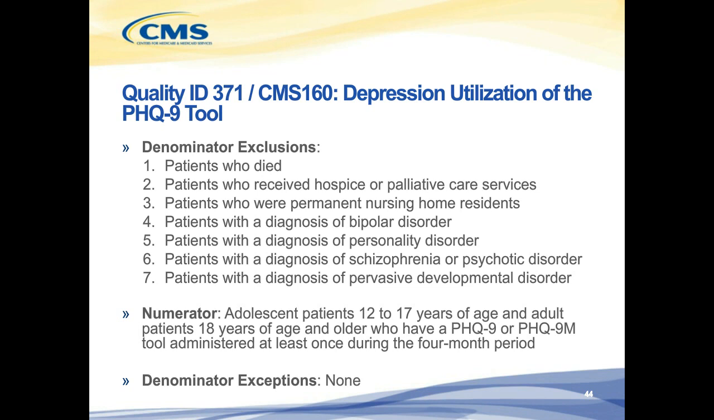Okay, you'll note that the denominator exclusions are very similar to the last measure. So looking at patients who died, patients with hospice or palliative care, patients who are nursing home residents, and patients with a diagnosis of bipolar disorder or personality disorder or schizophrenia or psychotic disorder or pervasive developmental disorder. And the numerator is looking at the patient population 12 to 17 years of age and adults 18 and up who have a PHQ-9 or PHQ-9M tool administered at least once during each 4-month period. And there are no denominator exceptions to this measure.